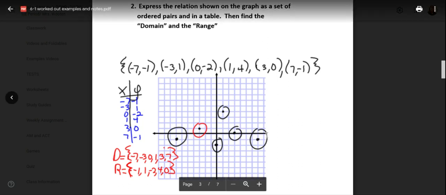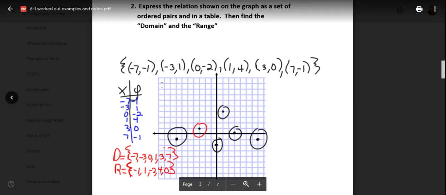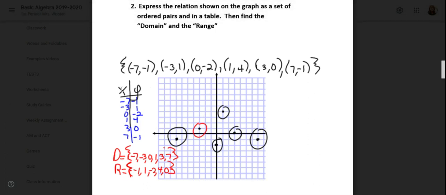So if you see some points on a graph, you can make your set of ordered pairs. Usually we do that from left to right. Then we can make that as a table, an x and a y chart, where we have our x and our y together in the chart. That's easy to do from a set of ordered pairs.